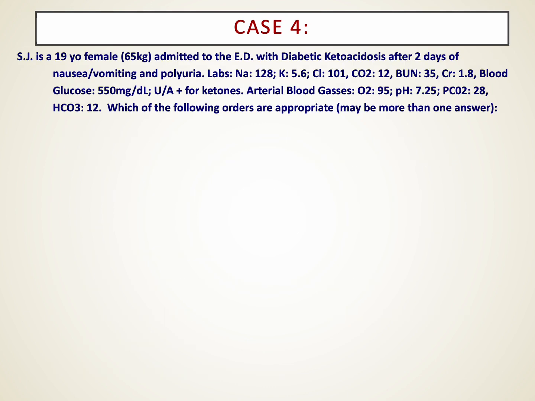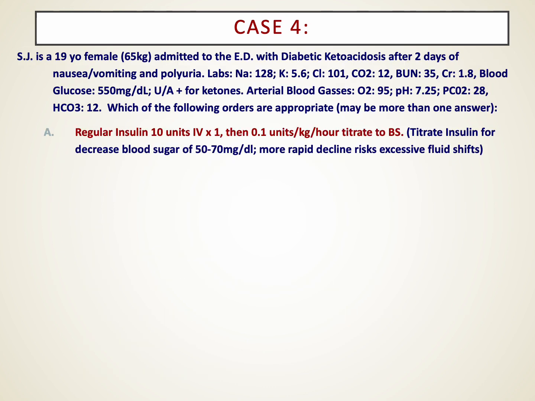So what are we going to look at for her? We are going to start her on an insulin drip. The insulin is going to be titrated to her blood sugar, and our goal is to get her blood sugar down slowly, between 50 and 70 milligrams per deciliter each hour. Keep in mind that, like with sodium shifts, with glucose shifts water also follows, and we want to be careful about not being overly aggressive with fluid shifts for her.